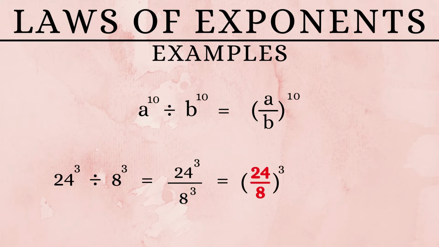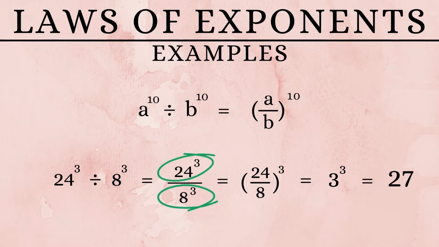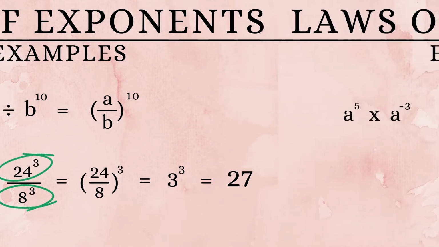24 by 8 is 3. So 3 cube is 27. Here again, using the law of exponents has saved us a lot of time and effort by avoiding huge calculations. In the following set of examples, we'll include negative exponents as well.